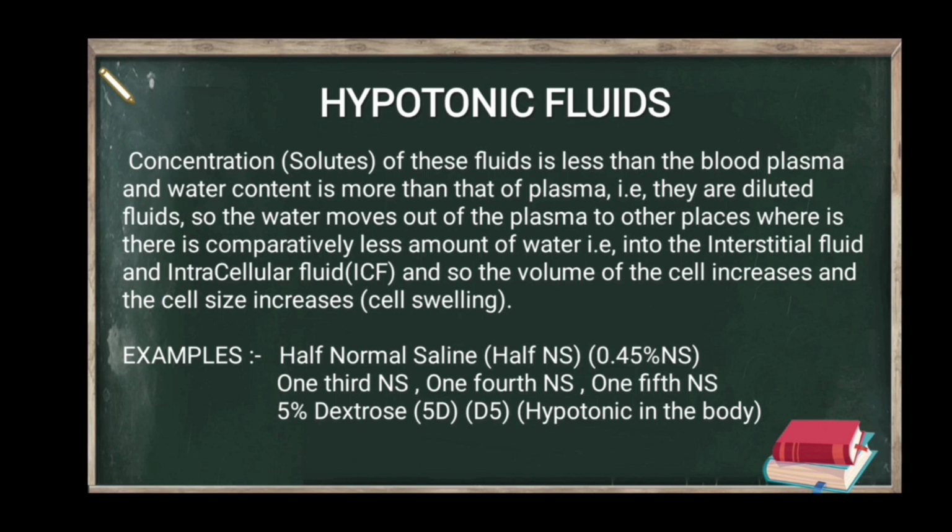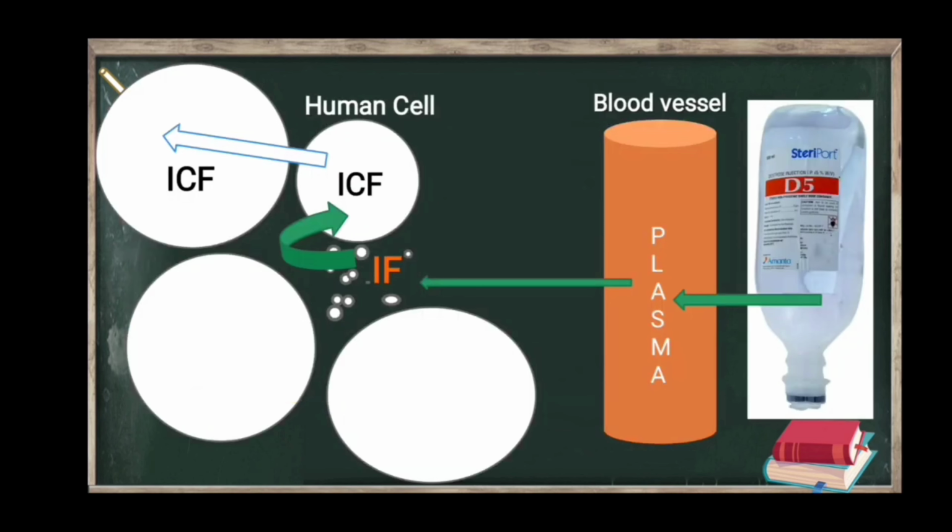Examples for the hypotonic fluids are half normal saline, also known as 0.45% normal saline, 1/3 normal saline, 1/4 normal saline, 1/5 normal saline, and 5% dextrose. As we already discussed, this 5% dextrose is isotonic in the bottle. Once it reaches the blood plasma, all the glucose or sugar present in the 5% dextrose is utilized by the cells and it becomes hypotonic. So we have taken 5% dextrose as an example of hypotonic fluid infusion.